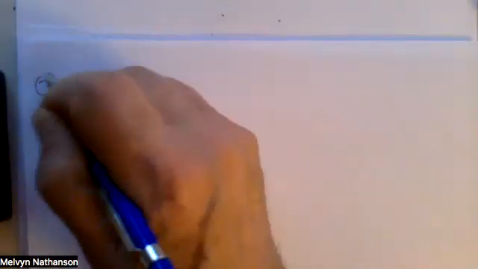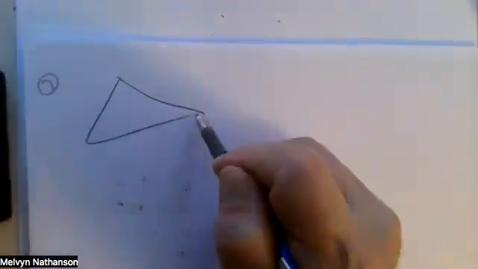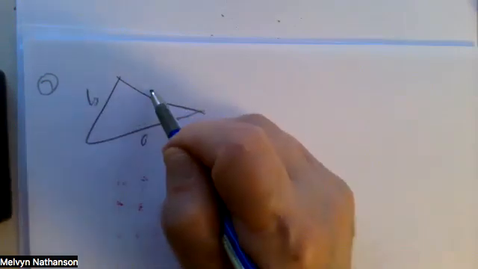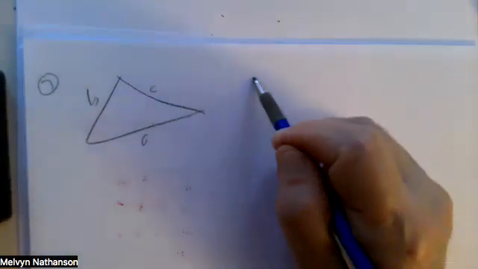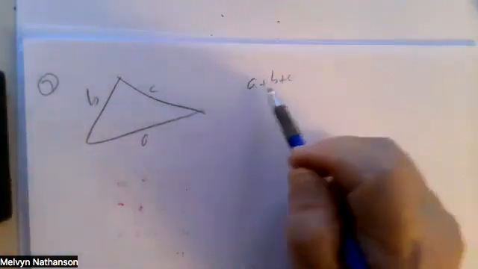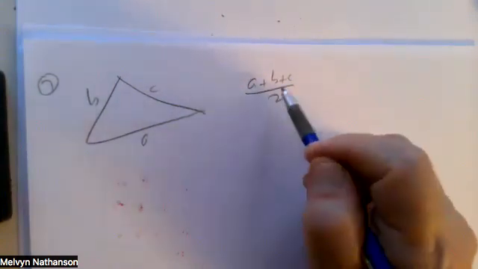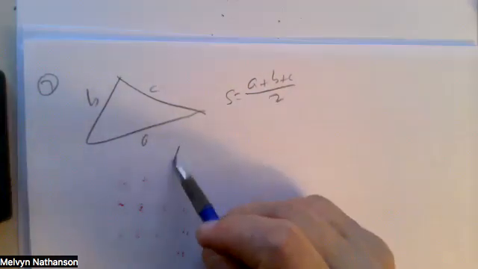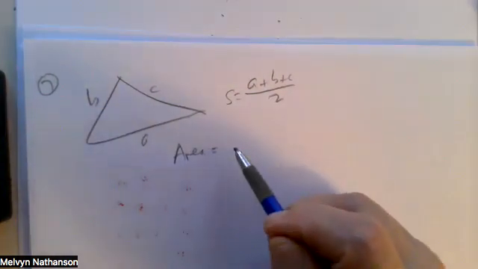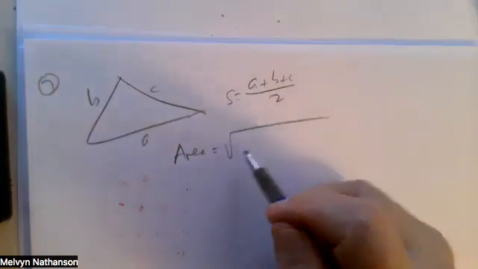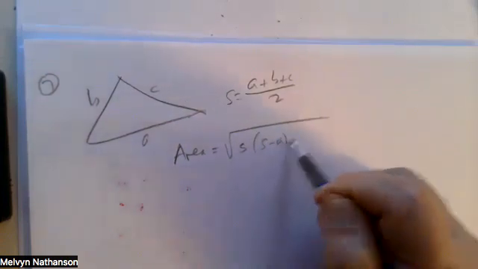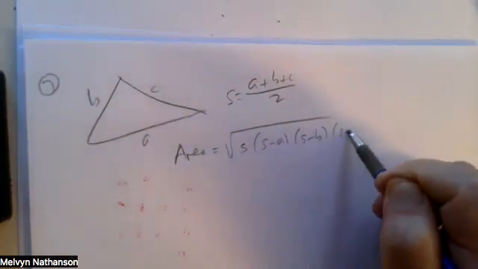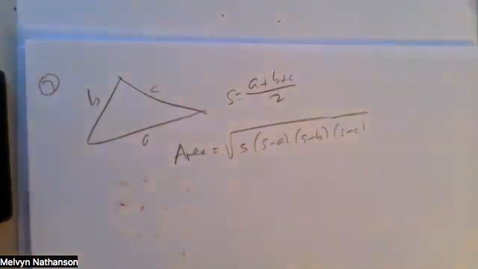Yeah. Okay, so you have a triangle with sides A, B, and C. The perimeter is A plus B plus C, and half the perimeter, or the semi-perimeter, is a number we call S. And Heron's formula says the area of the triangle is the square root of S times S minus A, times S minus B, times S minus C.